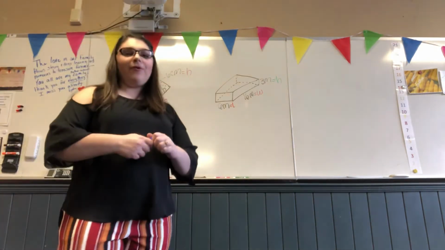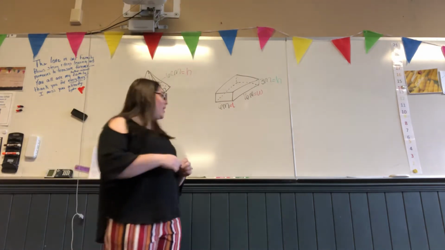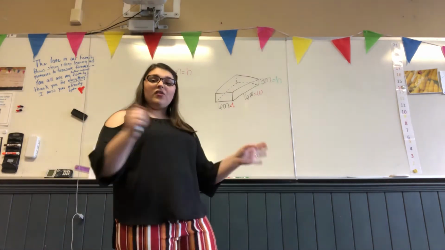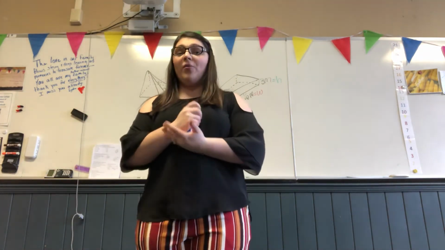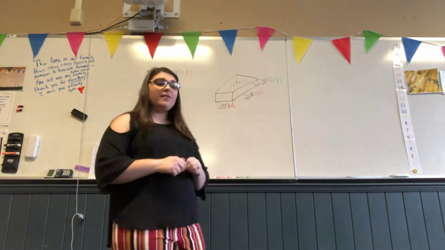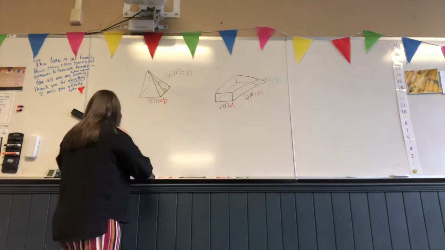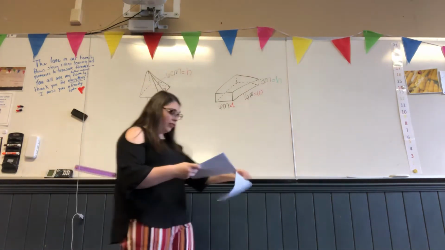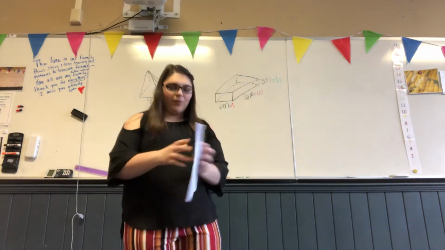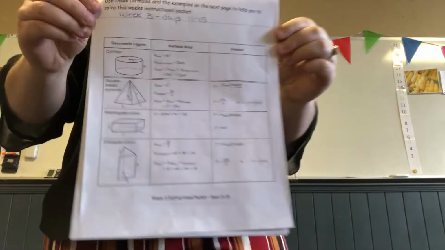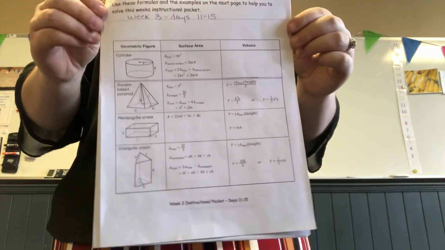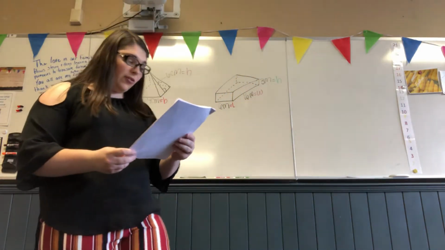I'm going to go ahead and go over the volume today. We already did surface area, so today is volume. You will need to use 3 formulas, and those 3 formulas will be on the front of that packet that you guys should have. So here is the packet. You have 3 formulas: the square-based pyramid, rectangular prism, and then the triangular prism.